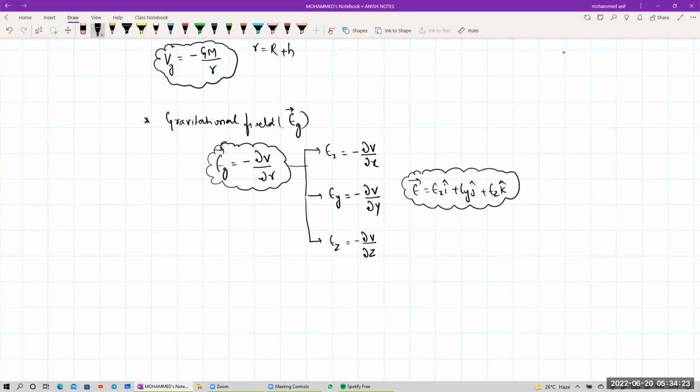So what is the gravitational field? Negative potential gradient is known as gravitational field. And gravitational potential is equal to negative of capital G capital M divided by R. Small r is the distance of that body from the center of the earth. So the value of small r is equal to R plus H. Clear? Yes, sir. Sure.